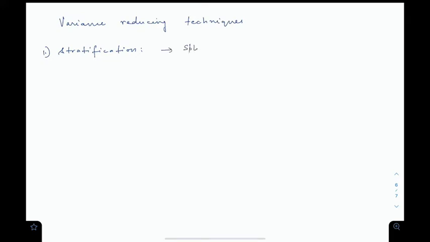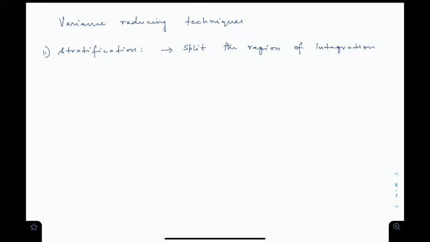Now let's discuss some variance reducing techniques. Monte Carlo integration converges rather slowly with n compared to better numerical techniques. But there are several methods of reducing the variance of the Monte Carlo estimation. So one approach is known as stratification. So in this approach, we split the region of integration into two or more subregions.